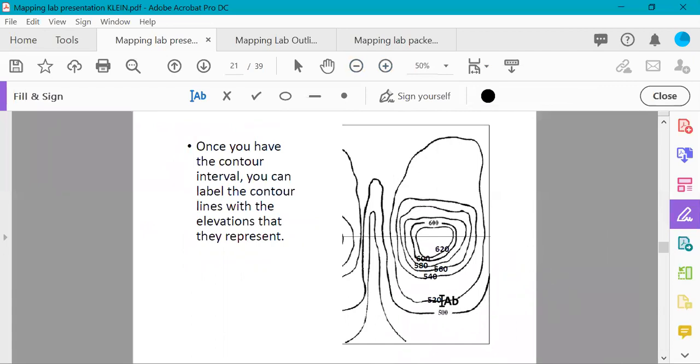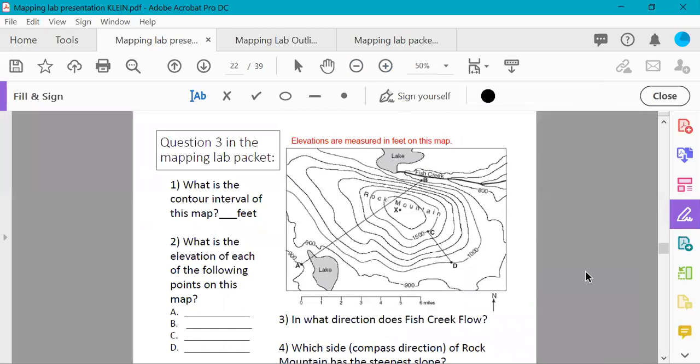But you have to figure out like what the uphill direction is. So you go, that says 600, that's 500. So you're gonna go up in number. So then when you go to question 3 in the mapping lab packet, there are different questions like what is the contour interval, what is the elevation of each of the following points on the map, etc. So you can go and do that later.